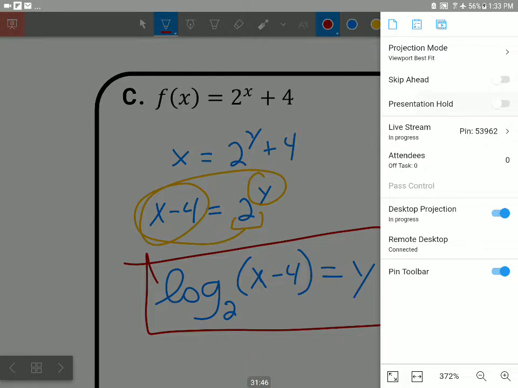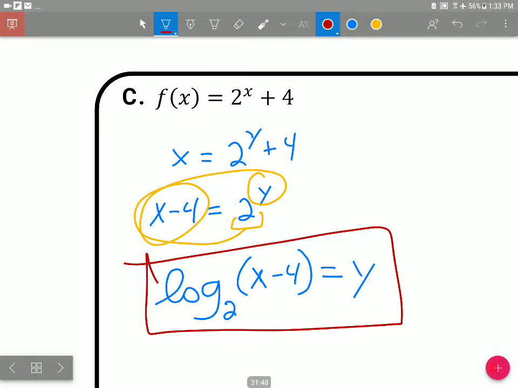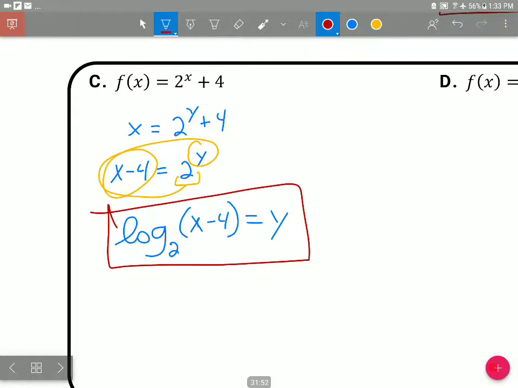Sorry, Henry. So letter C. How did we do? And I'll erase all of that. Just letter C. You can do letter D. Go ahead and do letter D. We're going to do it in a second. But any questions on how to get letter C? Anything about what we did? That one is easy.